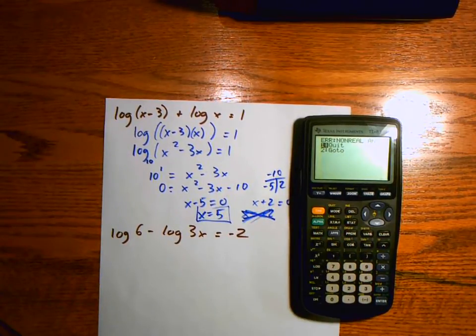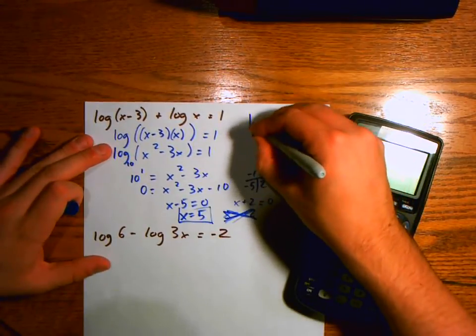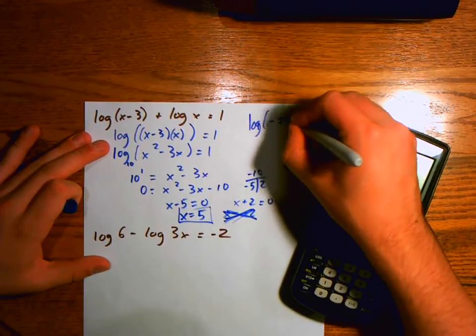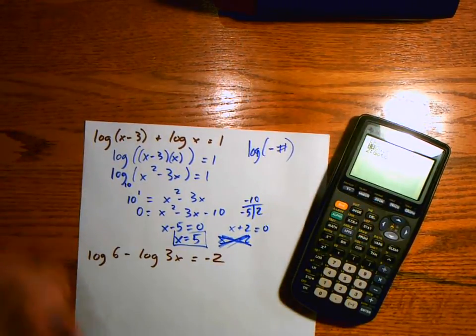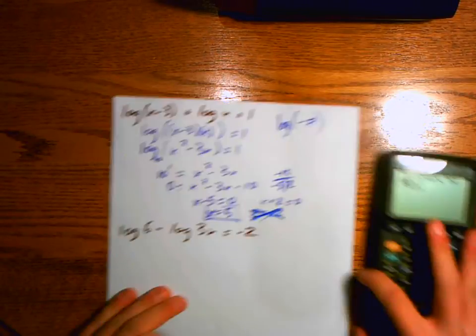This is actually an extraneous solution. It's extraneous because you cannot take the logarithm of any negative number. And when you do it right here, you get logarithm of negative 2. When you do it here, it's logarithm of negative 5. And that gives you a no solution.